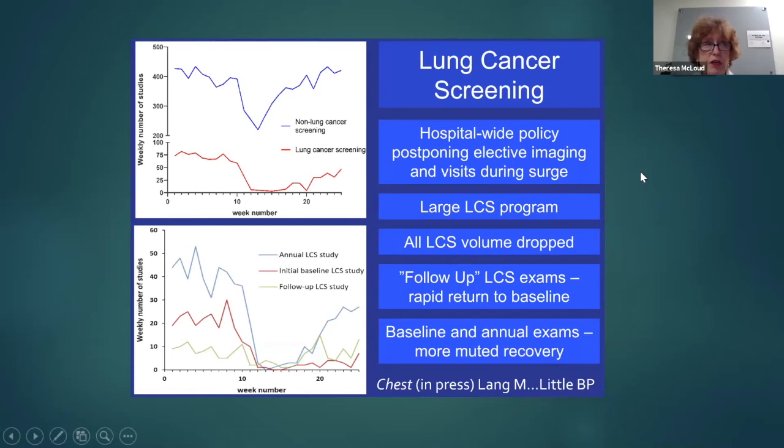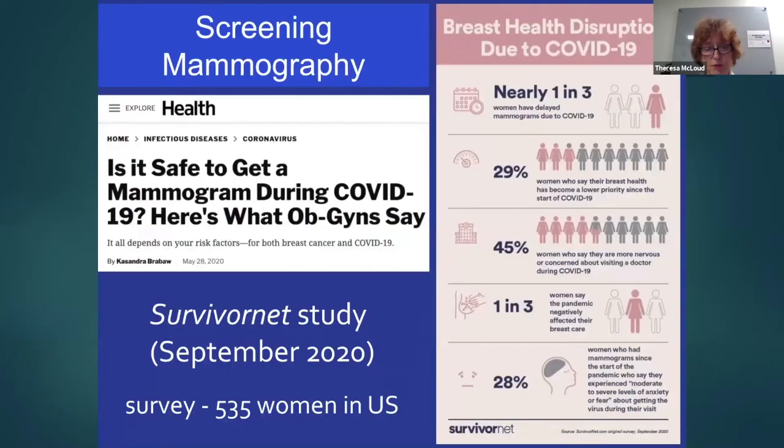Now, patients who had a positive finding, say a small nodule that we wanted to follow, and it was kind of borderline, so we wanted to follow up in 6 months instead of them coming back for their annual screen, that returned from baseline to pretty normal because patients knew they had an abnormality and they wanted to be followed up. But for the baseline and the annual routine exams and those who have negative studies, we haven't really recovered to full level at the present time.